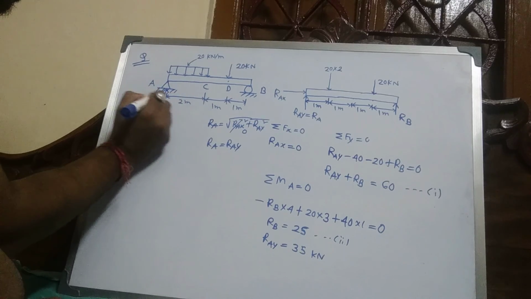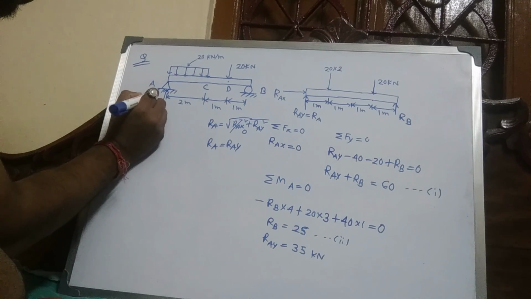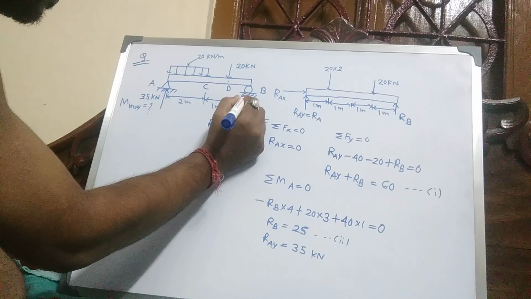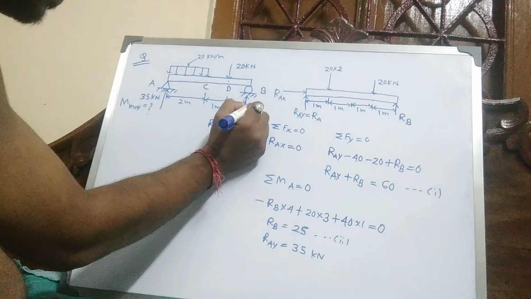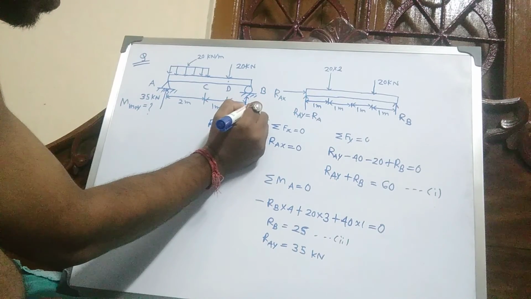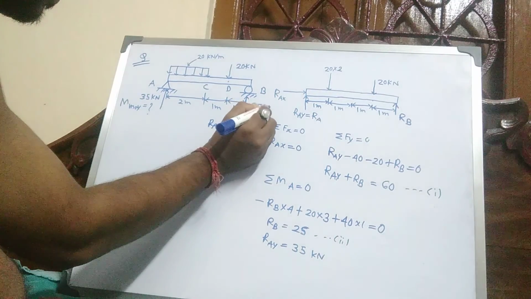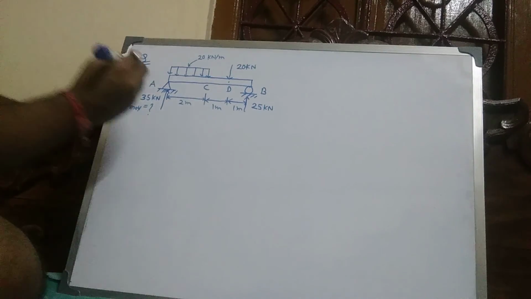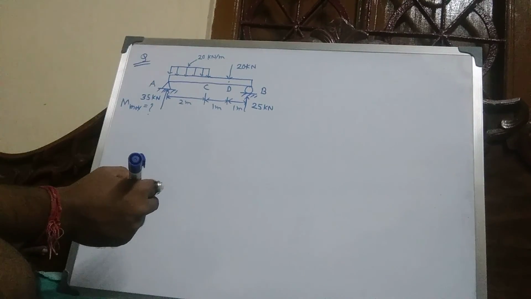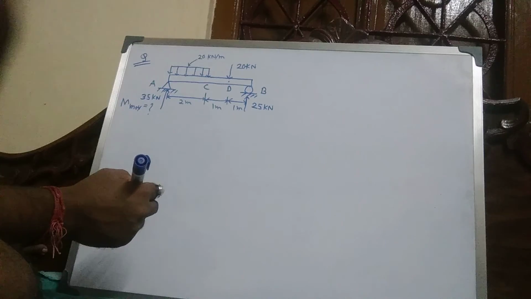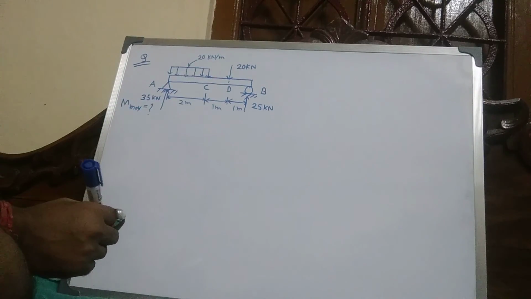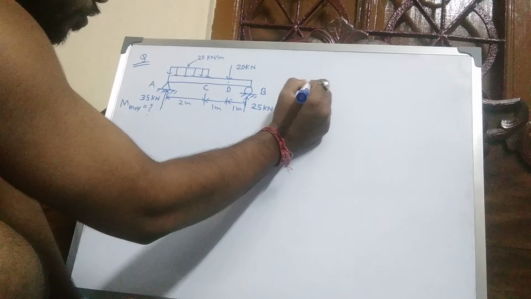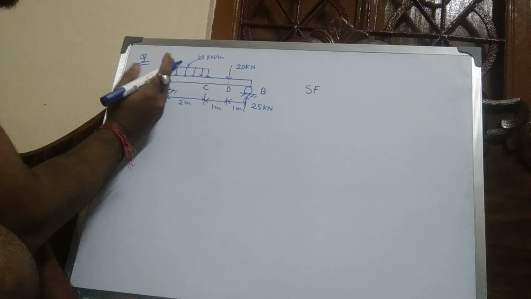This is 35 kilonewton, and here RB equal to 25 kilonewton. At point A this is reaction force 35, and at B 25. Now calculate shear force. Shear force at a point load is calculated twice.